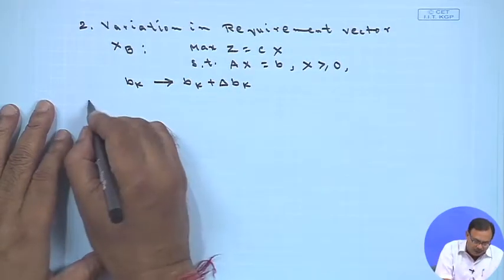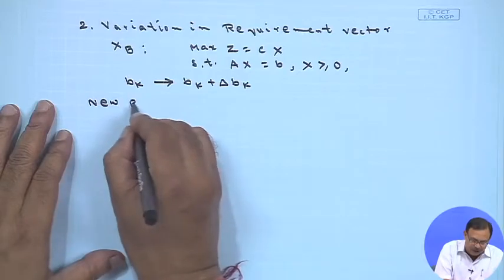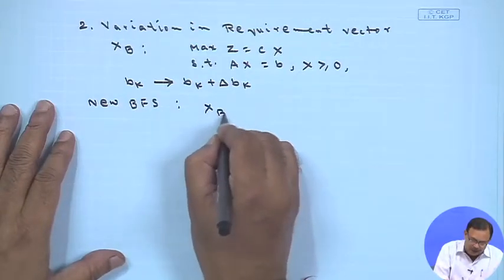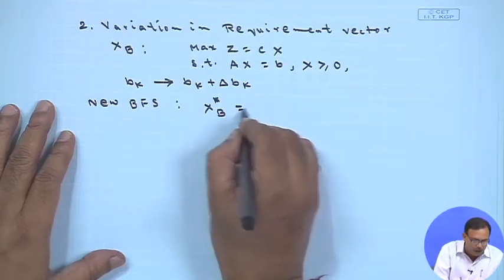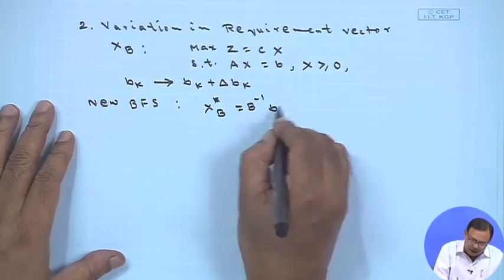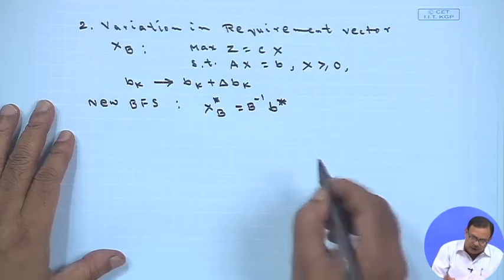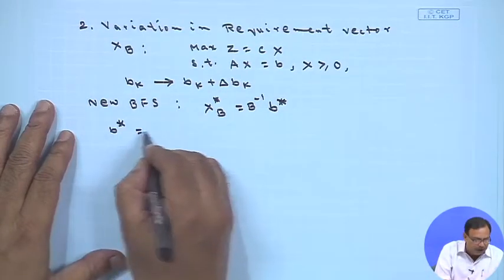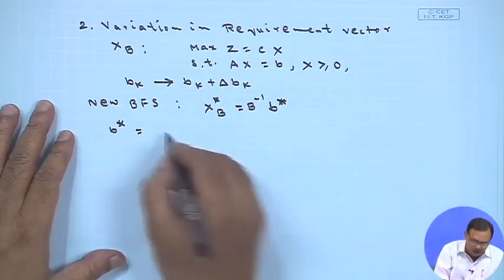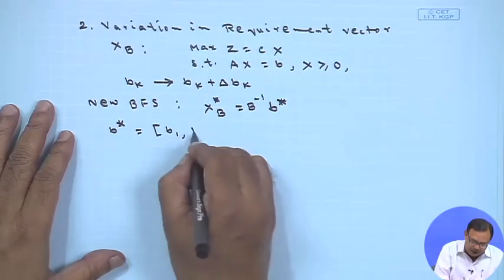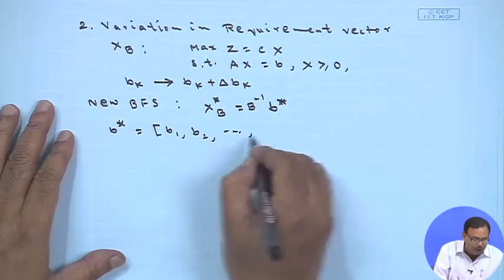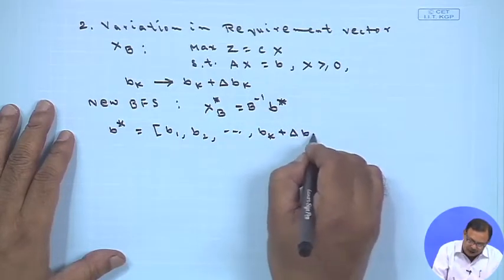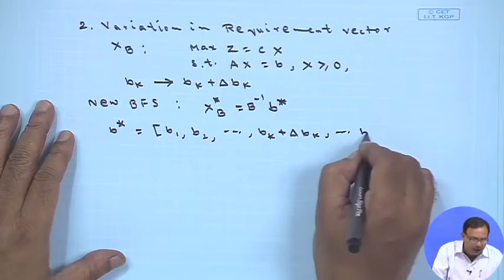So, what will be the new basic feasible solution? The new basic feasible solution will be, say, xB star equals B inverse b star, where b star is nothing but b1, b2, and so on, with bk changed to bk plus delta bk, up to bm.